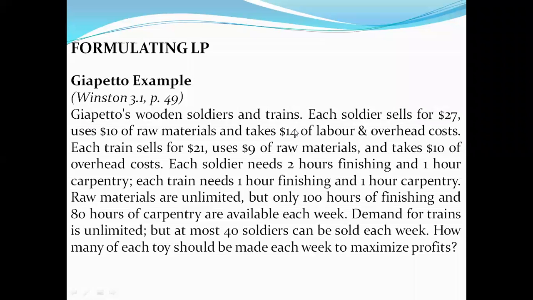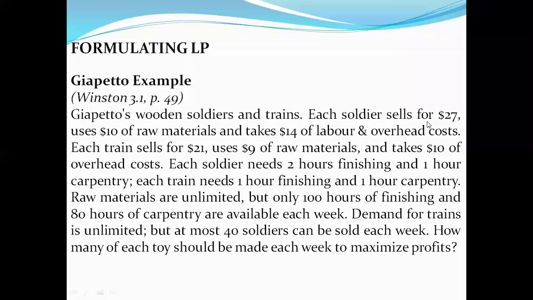It's nothing but a manufacturer. So Geppetto wooden soldiers and trains: by utilizing wood materials, we need to manufacture different soldier toys and train toys. So these are the two different variables, soldiers equal to 1 and trains equal to 1. Let us assume Geppetto is a company name, and he is to manufacture the soldiers and trains with the material called wood, right?